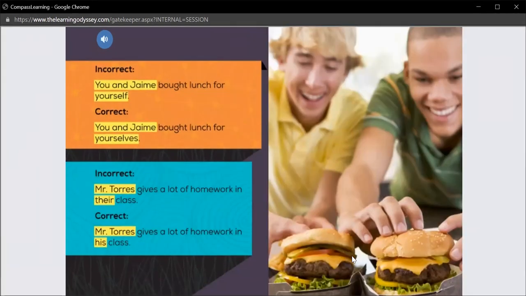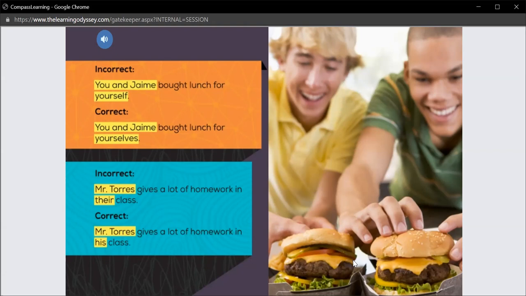Now let's see some pronouns being used incorrectly. Here's a sentence that is describing two people, you and Jamie. You and Jamie bought lunch for yourself. However, the pronoun is singular, yourself. The pronoun's number does not match what it's replacing. The sentence should be, you and Jamie bought lunch for yourselves. By making the pronoun plural, it's now correct in number.